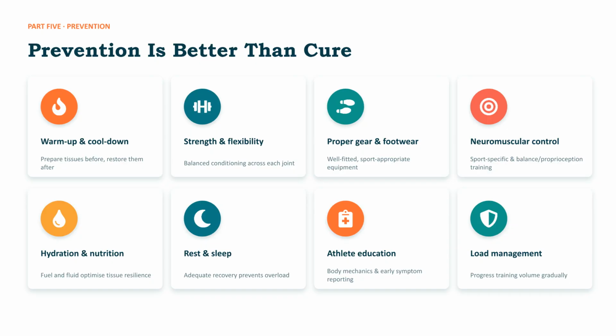Hydration and nutrition optimize tissue resilience. Rest and sleep allow recovery. Overload without recovery is a recipe for injury. Athlete education about body mechanics and early symptom reporting empowers them to speak up before a niggle becomes a rupture. And load management. Progressing training volume gradually prevents the too much too soon injury. Prevention isn't glamorous, but it works, and it keeps athletes in the game.